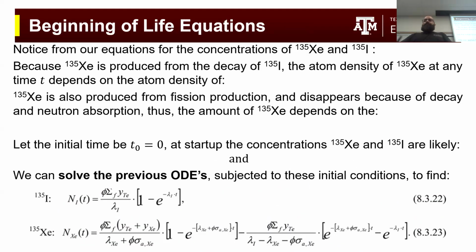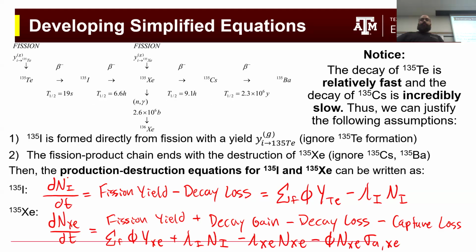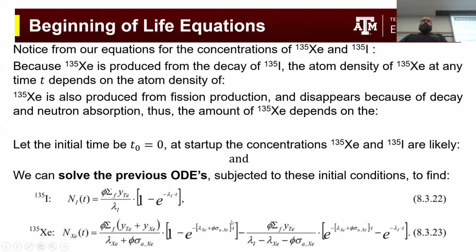So if you compare these two equations, what you want to be able to recognize is that iodine is lost because of iodine decaying, but also the decay of iodine becomes a production term in the xenon equation. So what we're going to end up seeing is that because xenon is produced from iodine decaying, the amount of xenon that I have is going to depend on how much iodine that I have. The amount is going to depend on the atom density of iodine 135 at the time t.